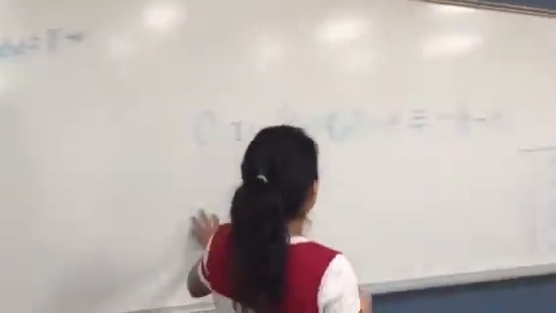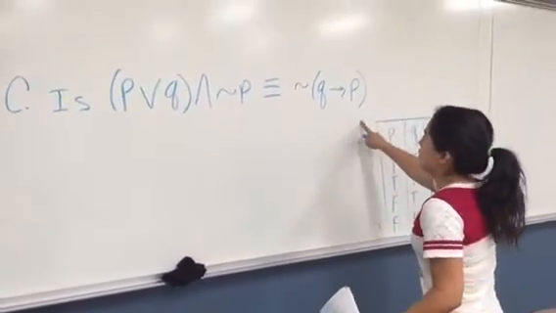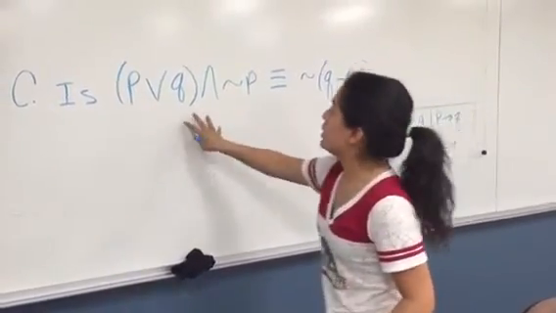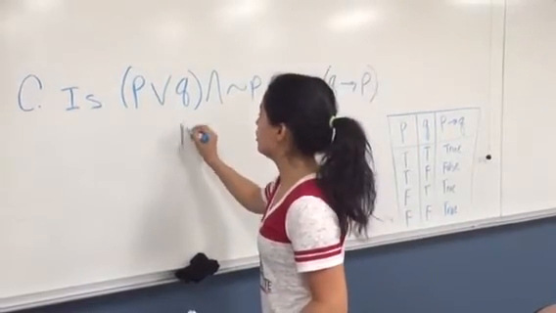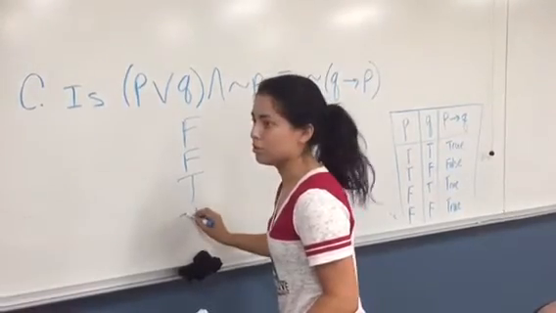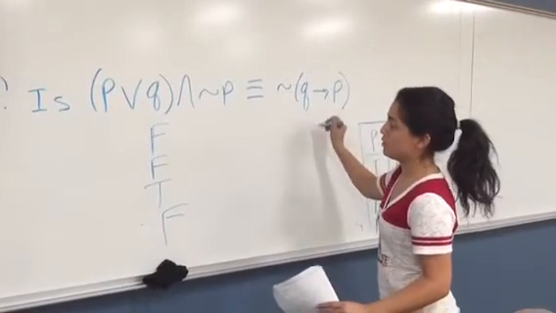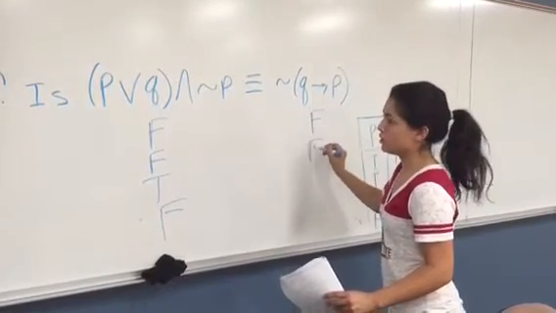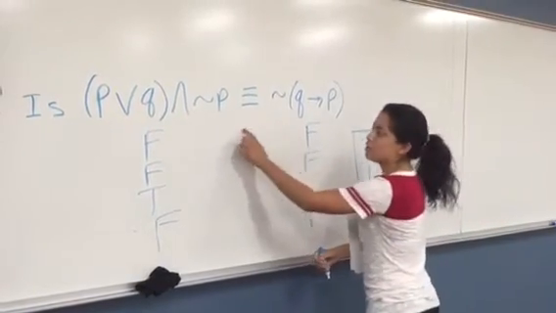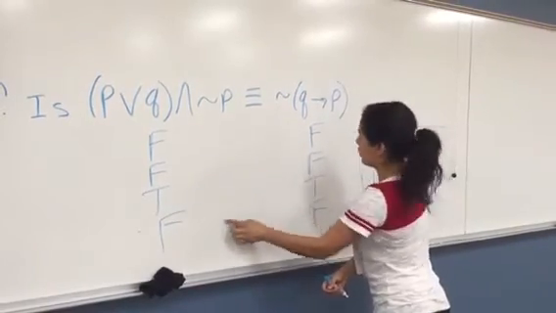So the last part of this is asking, is this the same as, is logically equivalent to this? So for this answer, we got false, false, true, true, false. And for this one, we got false, false, true, and false. So comparing these two, you can see they are logically equivalent since every column matches.